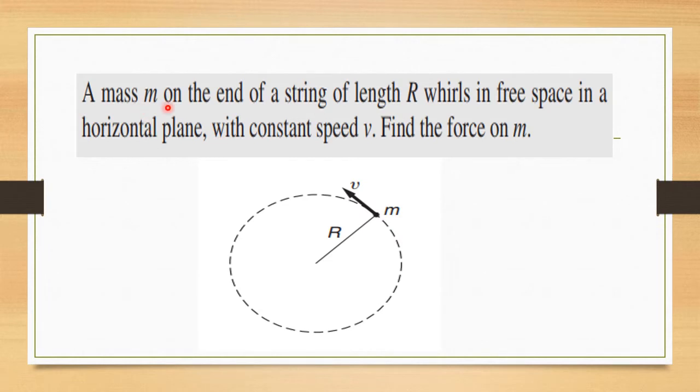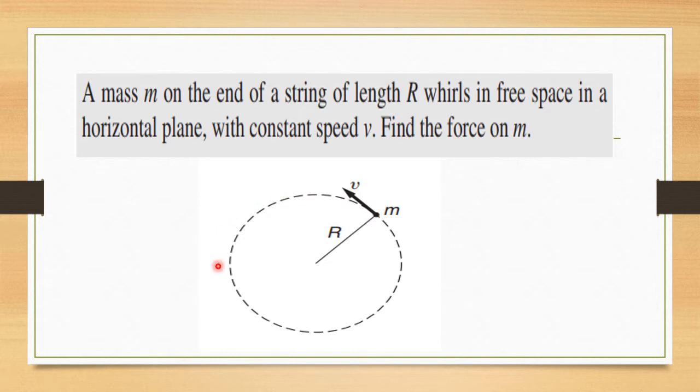Consider a mass m on an end of a string of length R. R is the length of this string on which m is tied, and it is whirled in free space. So we assume the gravity and friction to be zero. We are whirling this mass along with the string in free space in a horizontal plane with constant speed v. Now we have to find out what is the force on m.